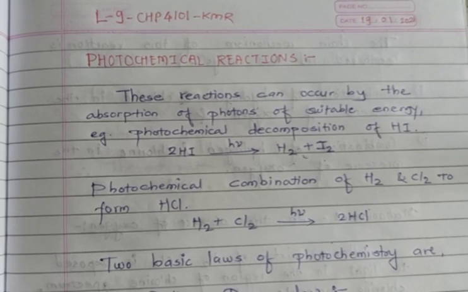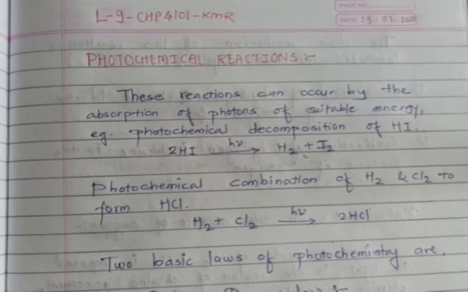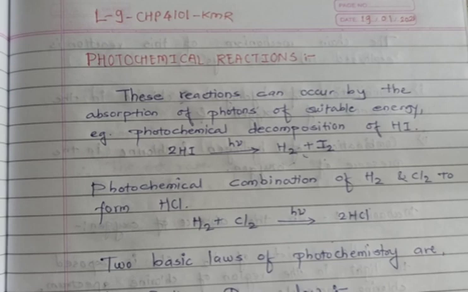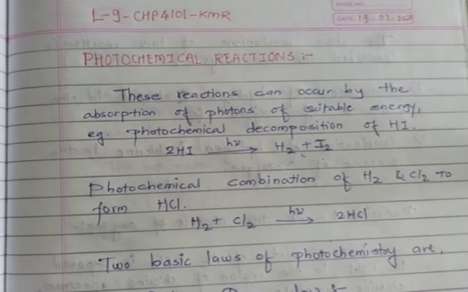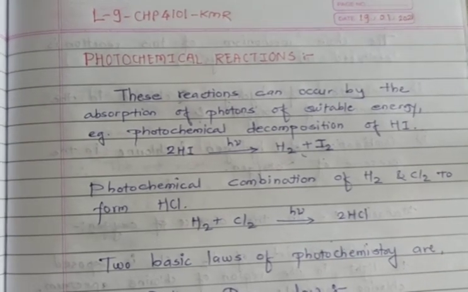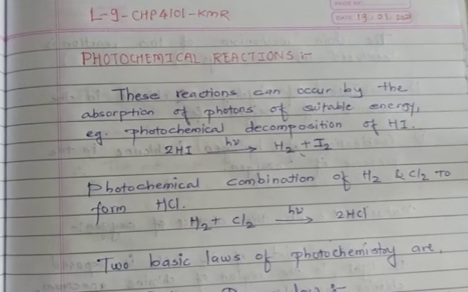Now we will see the photochemical reactions. In previous lectures we have seen reaction kinetics of various types of reactions. So the photochemical reactions are the reactions in which the reaction is initiated by the absorption of a photon. There are various examples of photochemical processes such as absorption, emission, fluorescence, phosphorescence, excimer emission and so on.